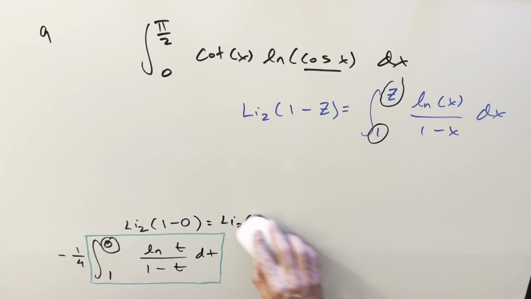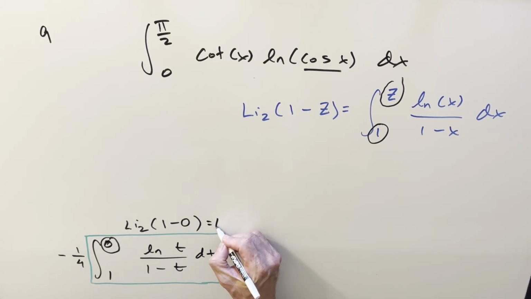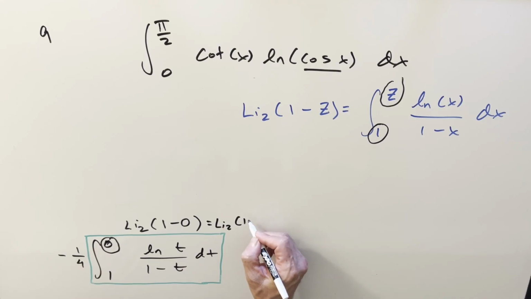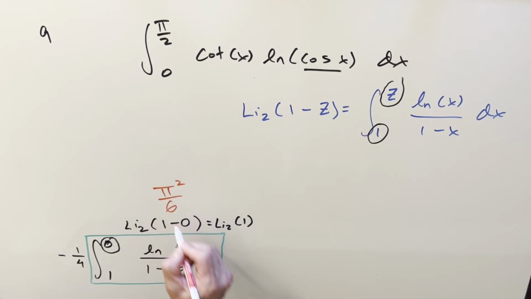No, that's not. That's wrong. That's bad math. So obviously this thing is going to be Dilogarithm of 1. But Dilogarithm of 1 has a well-known value. I've done this in a previous video. This value is going to be pi squared over 6.